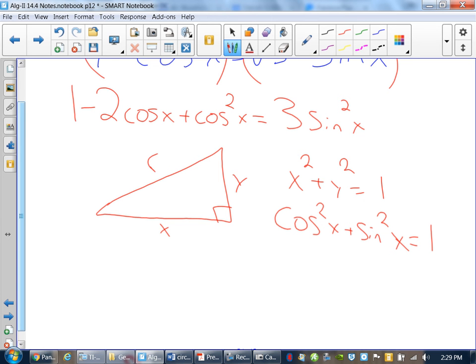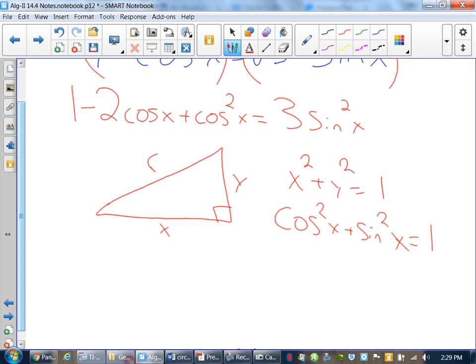There's trig identities. We'll get to them. But why is it cosine squared? What's your x value on the unit circle? Cosine. What's your y value? Sine. Oh, okay. That's why that works.